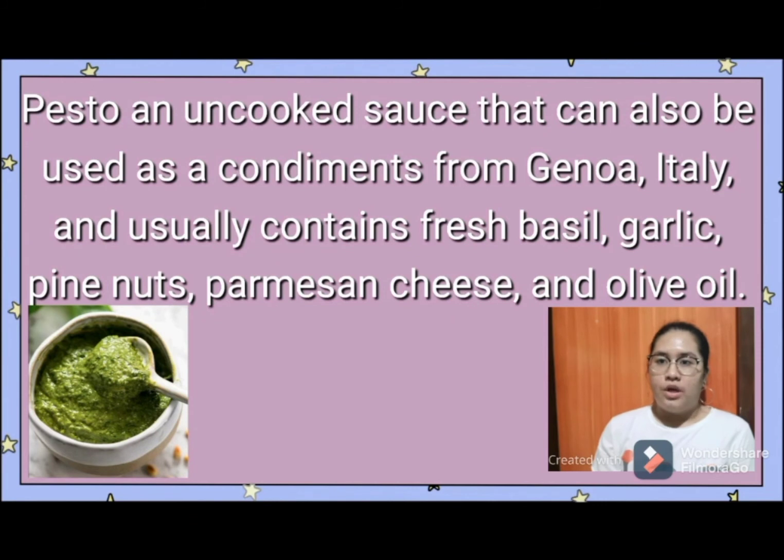Pesto, an uncooked sauce that can also be used as a condiment, from Genoa, Italy, usually contains fresh basil, garlic, pine nuts, Parmesan cheese, and olive oil.